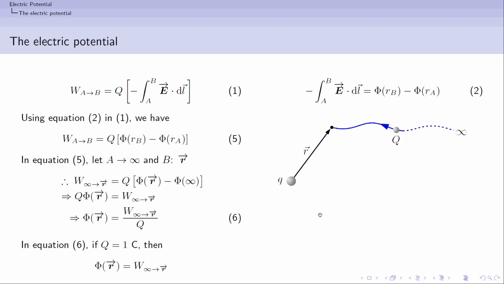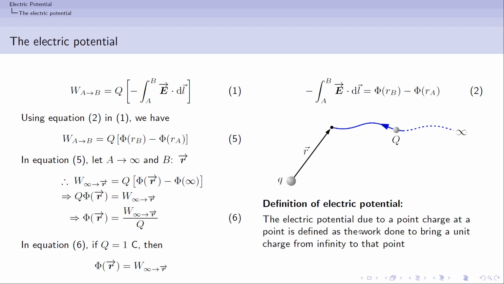So this is the scenario here, and this enables us to define the electric potential. So we can define the electric potential in this way. Suppose I want to find out the electric potential due to this point charge Q at some point R, okay, so this position is R. I want to find out what is the electric potential over here.